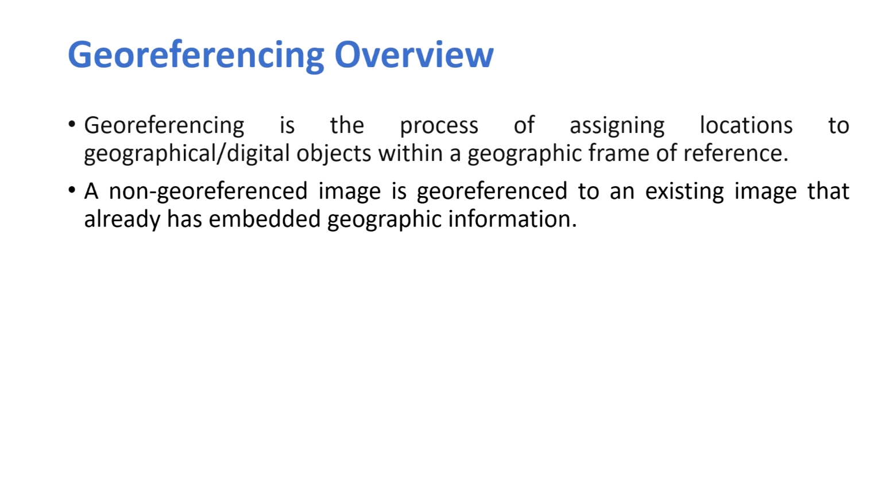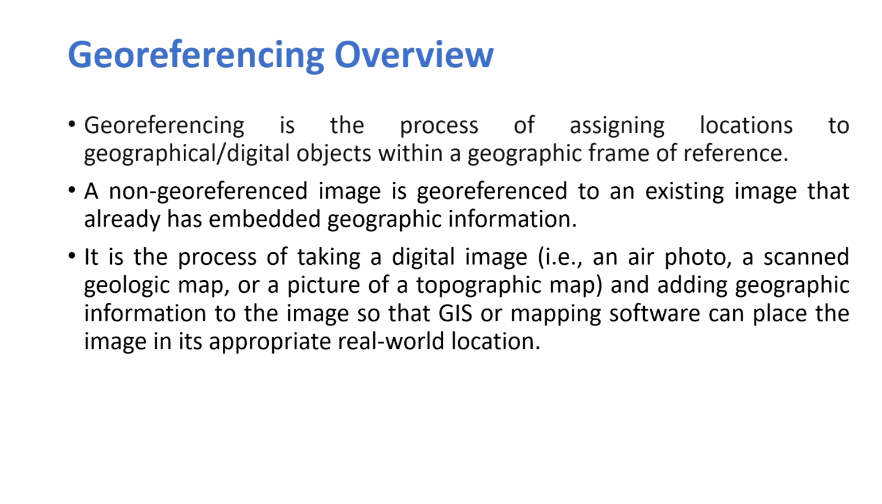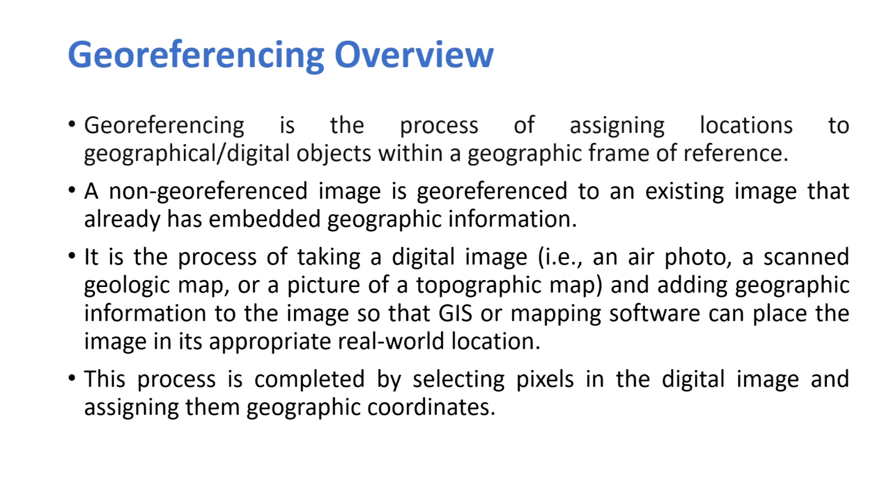Georeferencing means a non-georeferenced image is georeferenced to an existing image that is already assigned a geographic coordinate system, and with the help of that georeferenced image we can assign the geographic coordinate system, that means the latitude and longitude, to the non-georeferenced image. So it is a process of taking a digital image, that could be your air photo, a scanned geological map, or a picture of a topographic map, and adding geographic information to the image so that a GIS platform or mapping software can place the image in its appropriate real world location. This process is completed by selecting pixels in the digital image and assigning them geographic coordinates.